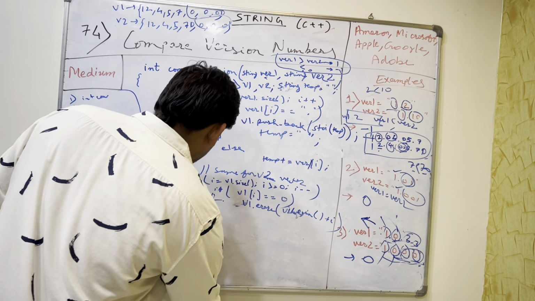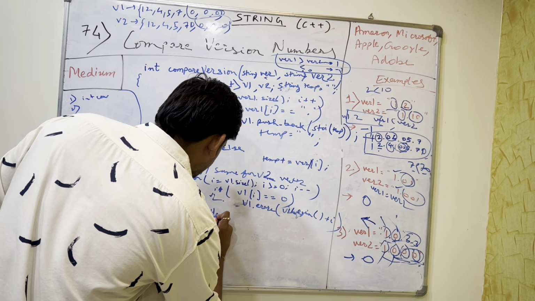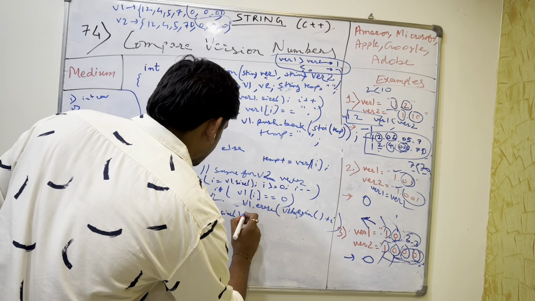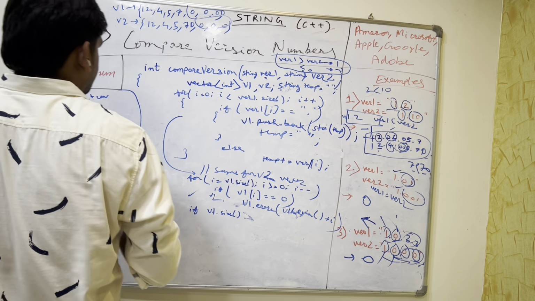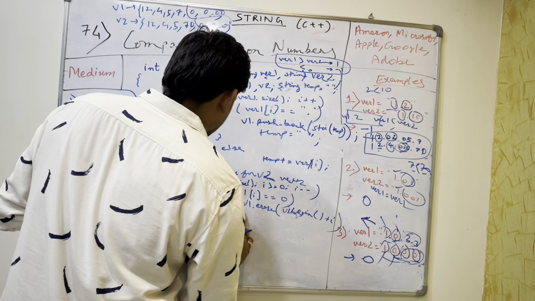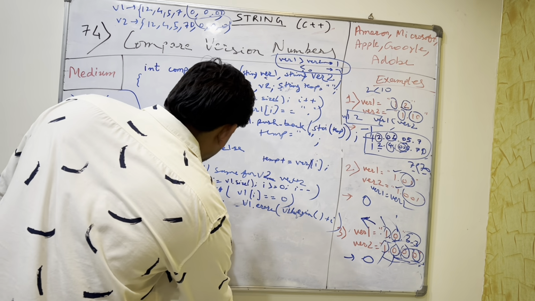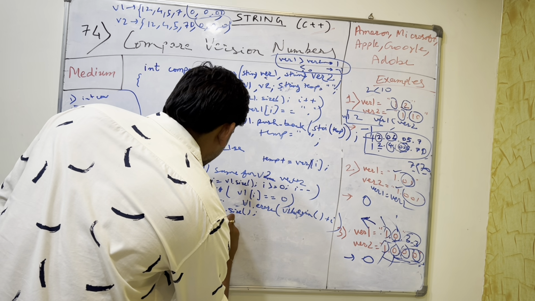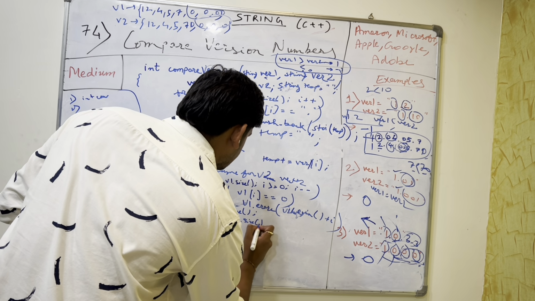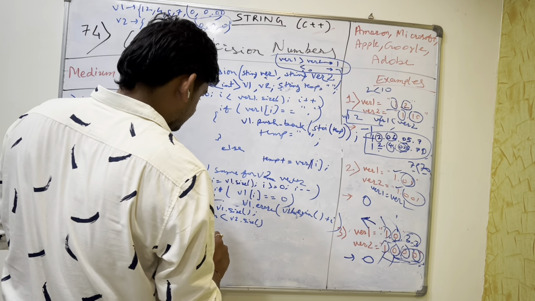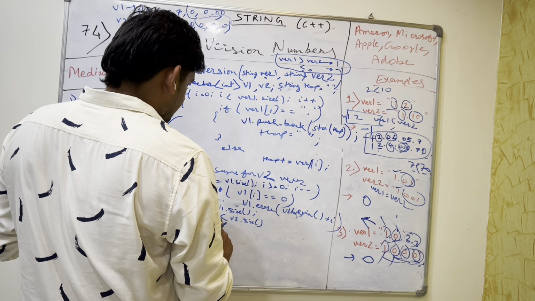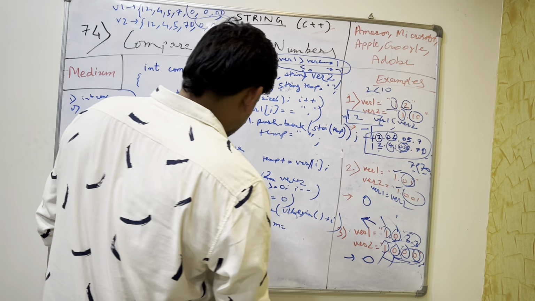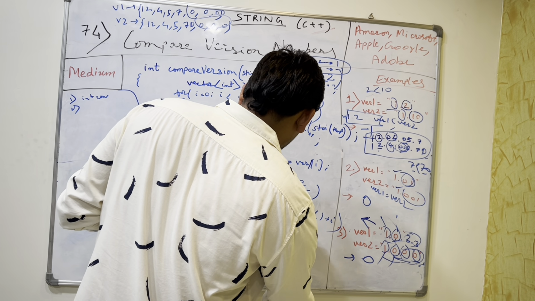Now the main code. Because we need to traverse one of the vectors, we'll have m equal to v1 dot size. And if m is less than v2 dot size, then we can say m is equal to v2 dot size.